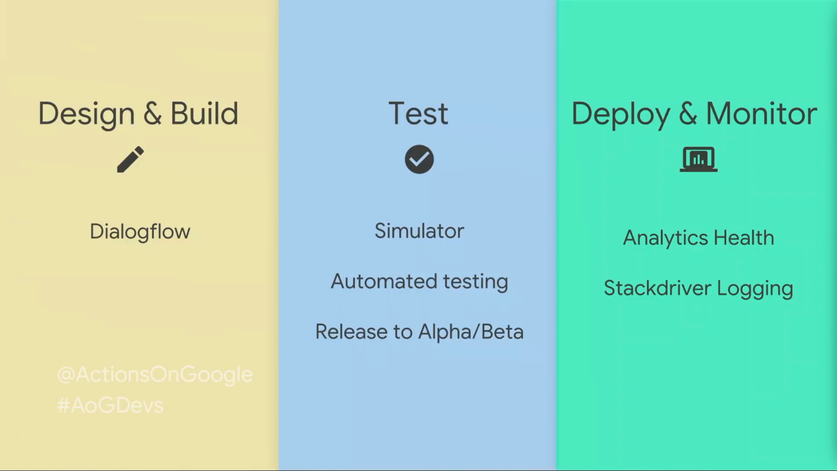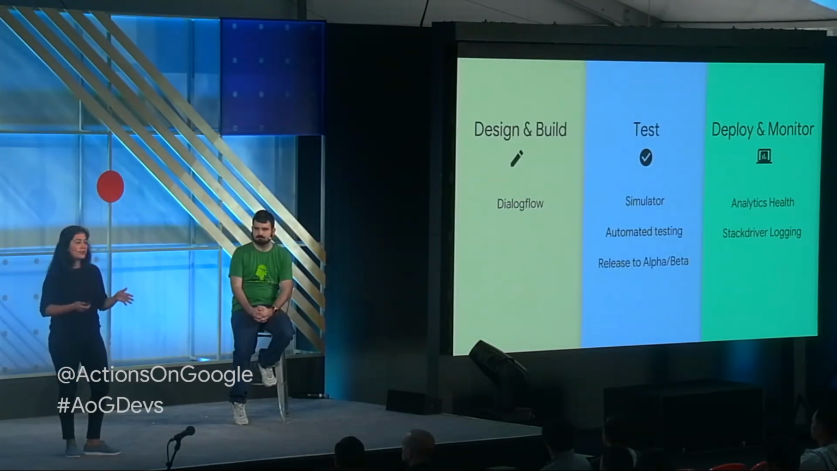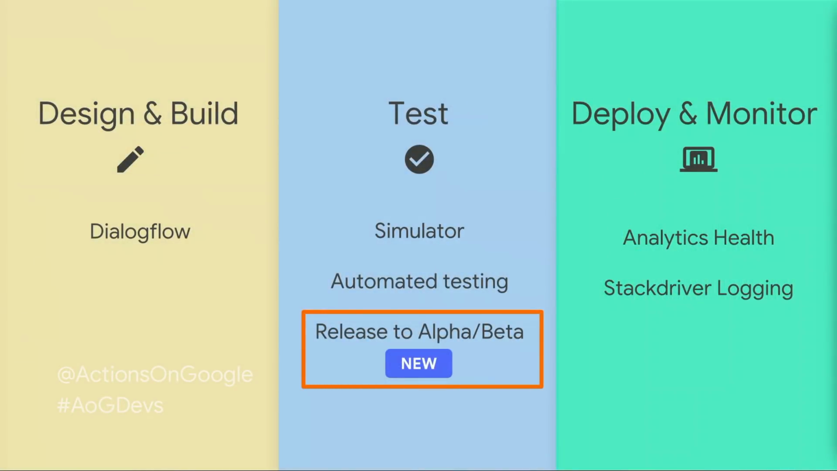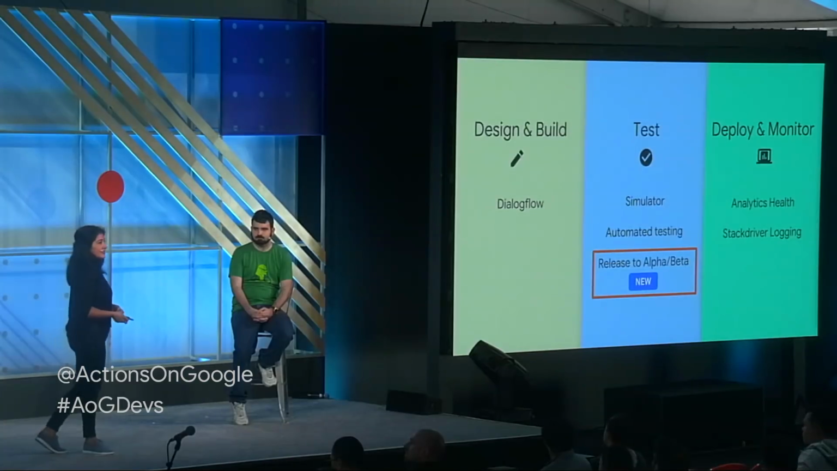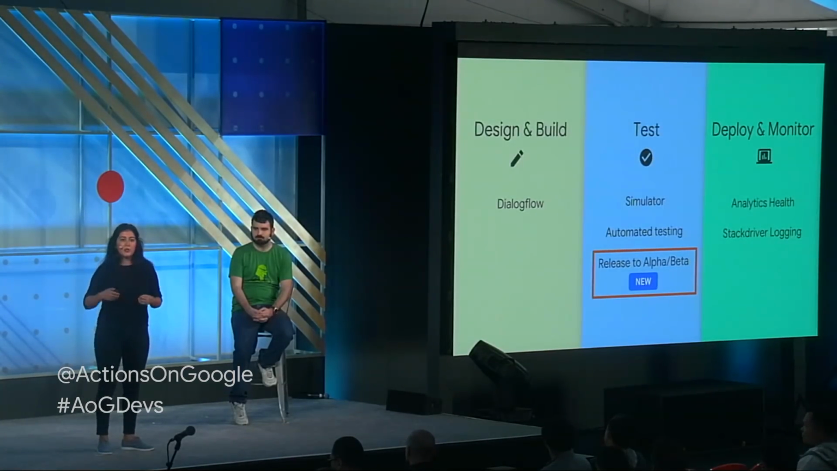Then we will test it locally by using the simulator. And we'll show you how you can write your own unit tests for your actions by using the automated testing library. And we'll show you how you can test your actions with your own users by using alpha and beta release environments. This is something we just announced yesterday, and we are super excited to show you the details later today in the session. And once you deploy your action to production, we'll show you some tools like health analytics and Stackdriver logging to make sure your actions remain healthy throughout the life cycle.